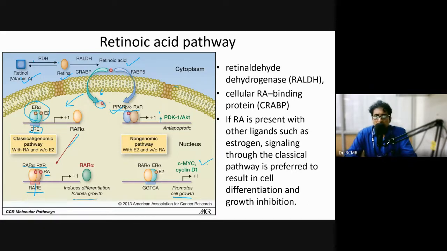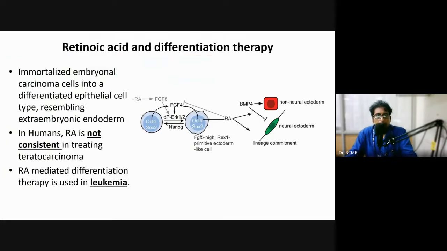There is some success with retinoic acid, but it is still not so popular. When we see in humans, the retinoic acid treatment is not as consistent in treating teratocarcinoma. With test organisms like mice and rats, I think they have seen some success, but it's not as much in humans. Retinoic acid treatment is quite successful if there is any. It is better in leukemic conditions.